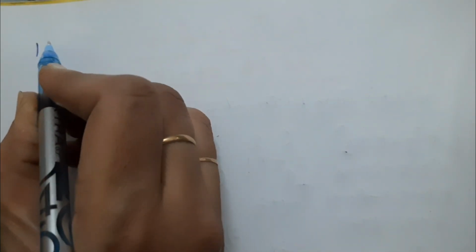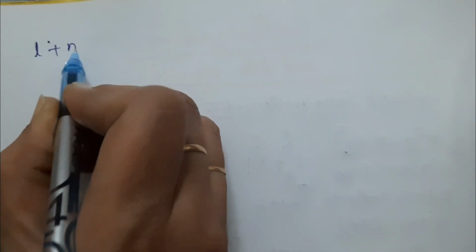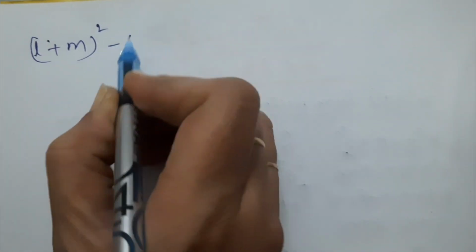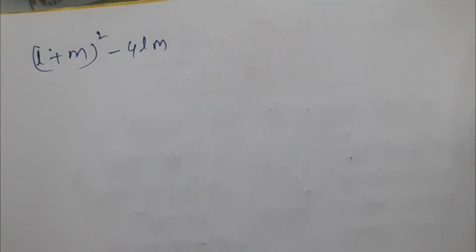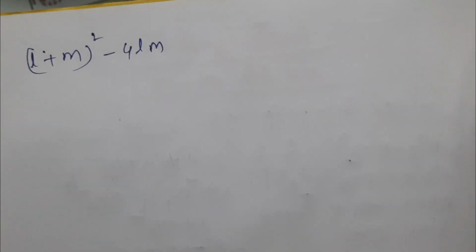Let's start with one more example. It's (l plus m) whole square minus 4lm. Now after seeing another type of question, again the students may get confused. So this is of exercise 14.2, question number 6.